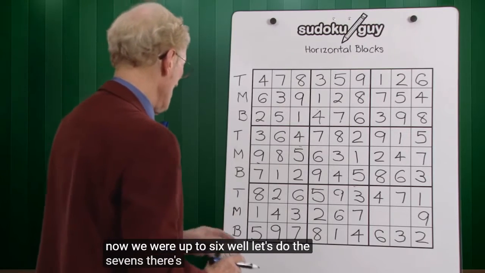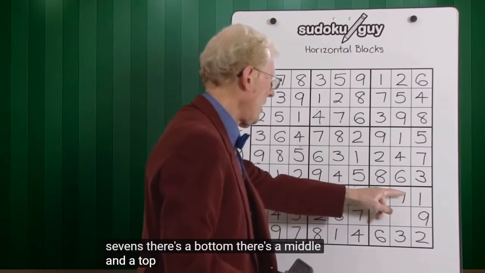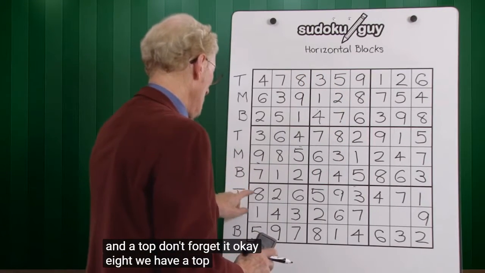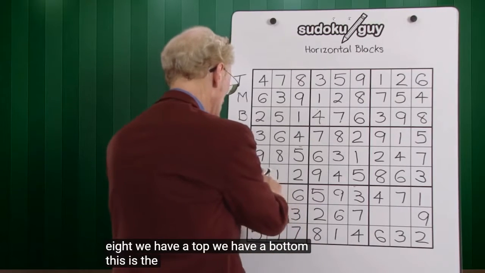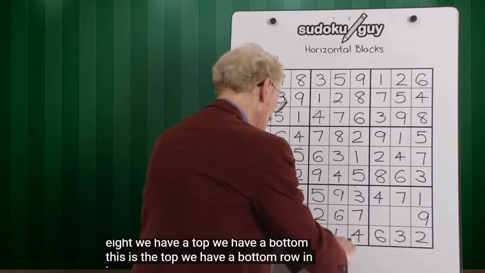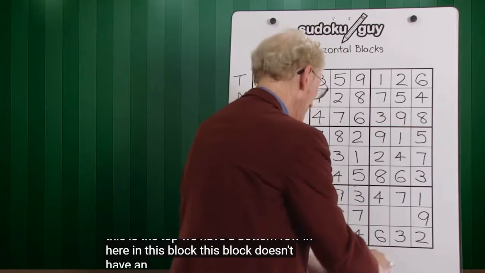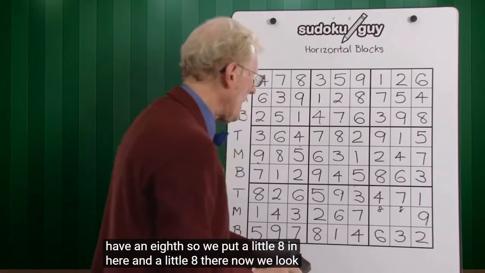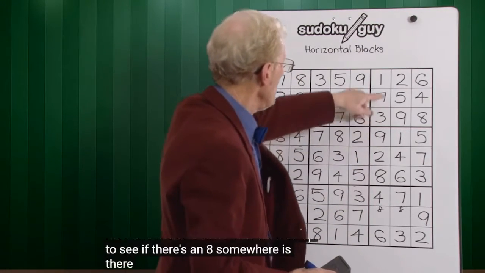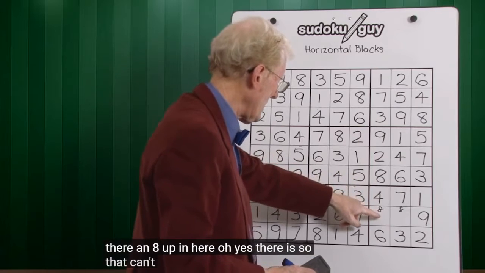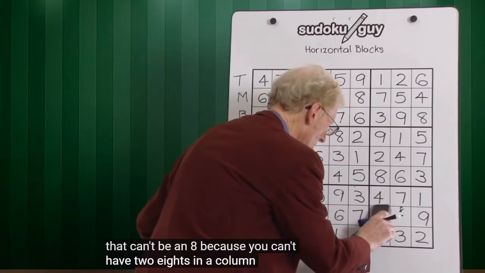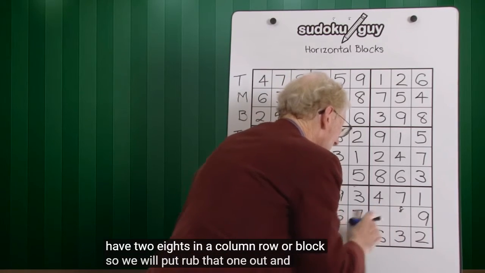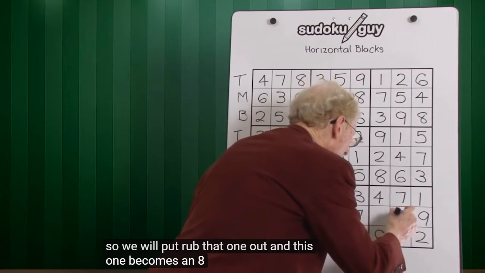Well, let's do the 7s. There's a bottom, there's a middle, and a top. Done. Okay, 8s. We have a top. We have a bottom. We have a bottom row in this block. This block doesn't have an 8, so we put a little 8 in here and a little 8 there. Now we look up to see if there's an 8 somewhere. Oh, yes, there is. So that can't be an 8 because you can't have 2 8s in a column, row, or block. So we'll rub that one out, and this one becomes an 8.